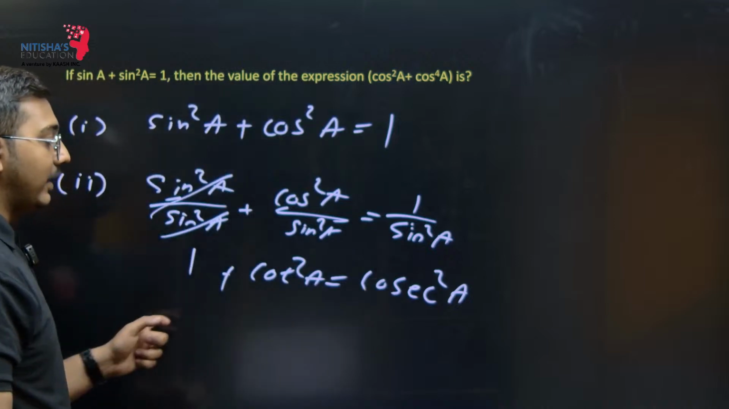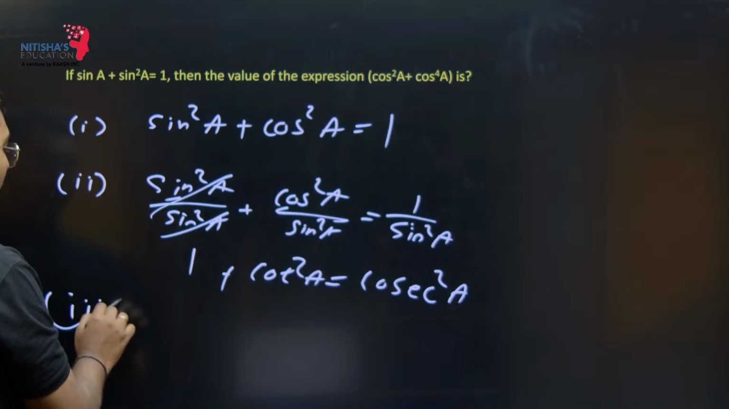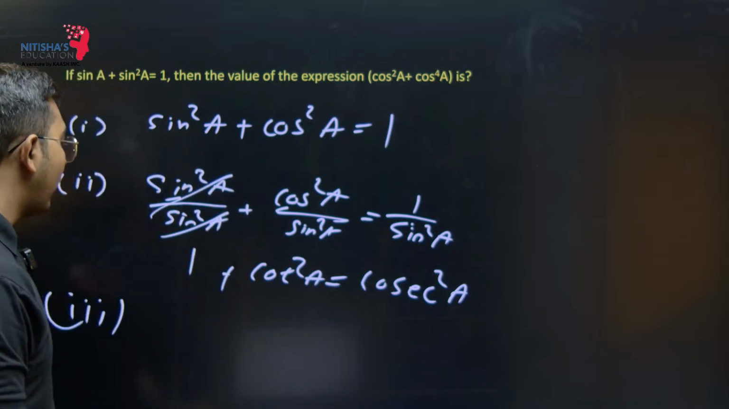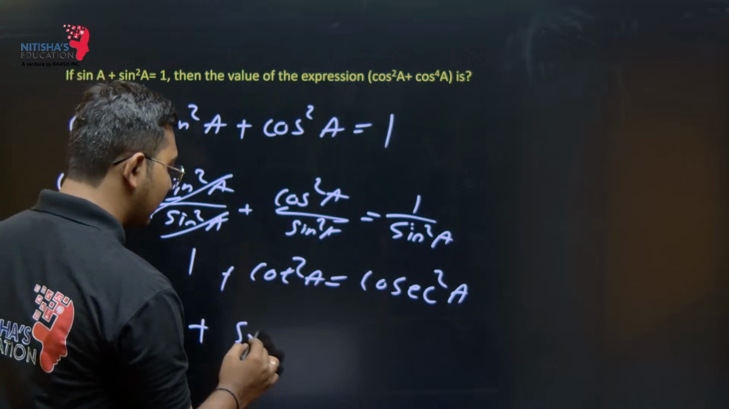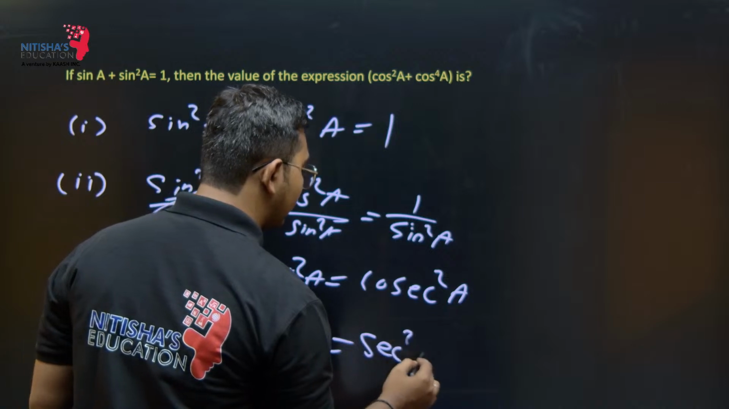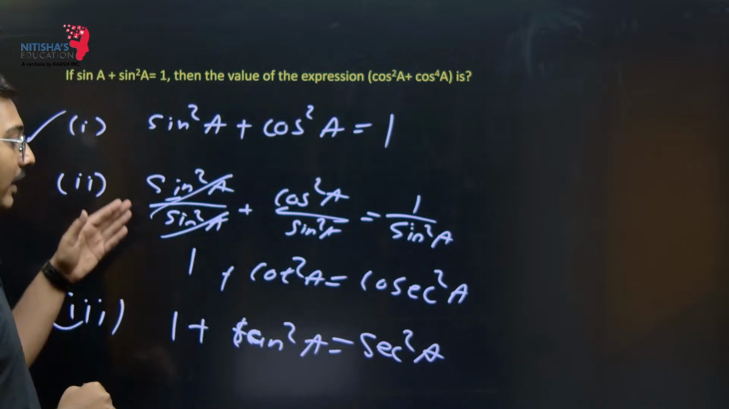Okay, so this is another relation. Same goes for the third one. If you divide the first equation by cos square A, it will provide you 1 plus tan square A is equal to sec square A. So with the help of just one, you are able to find the other two.